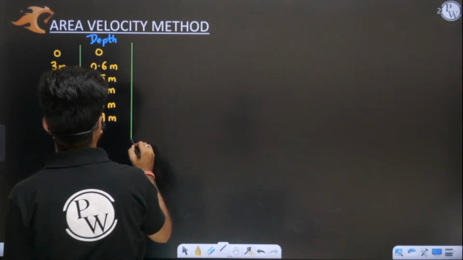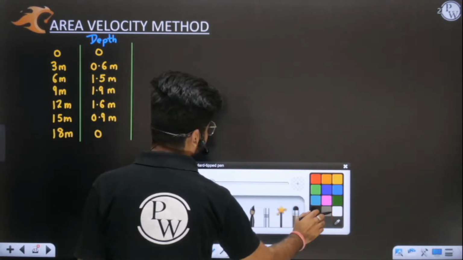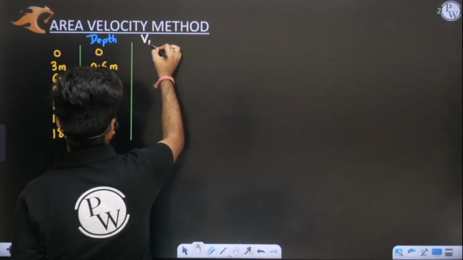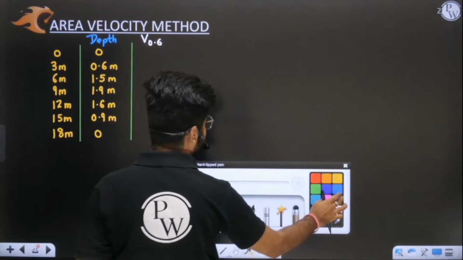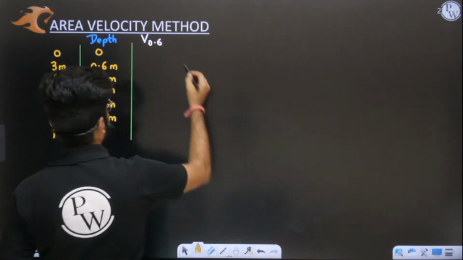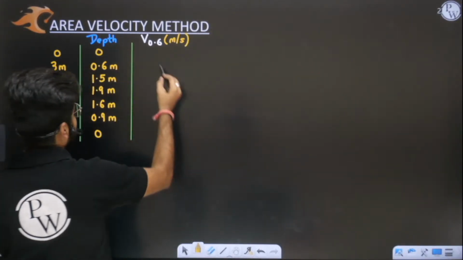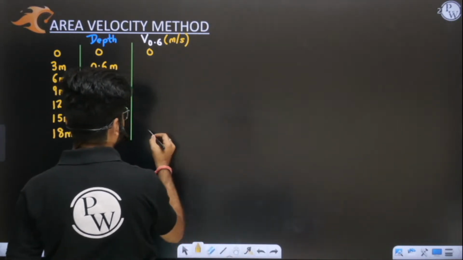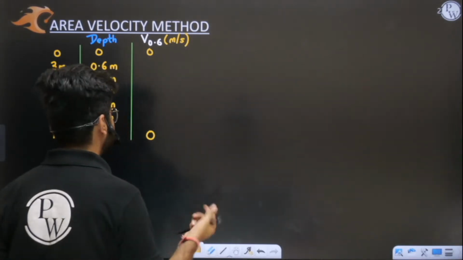you have measured velocity at 0.6 times the total depth. Okay, sir, what velocities we have? Obviously, at first and last segment, in meter per second, where there is no depth, no velocity will be there. Okay, we have measured velocities. We have lowered the current meter up to 0.6 times the total depth, and we have measured the velocity there.